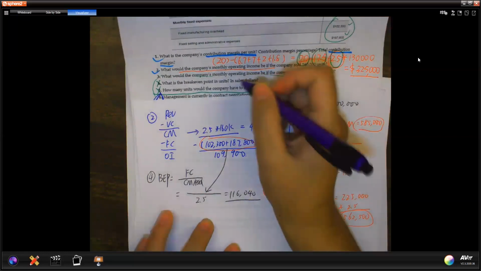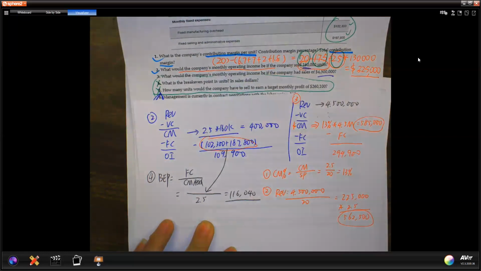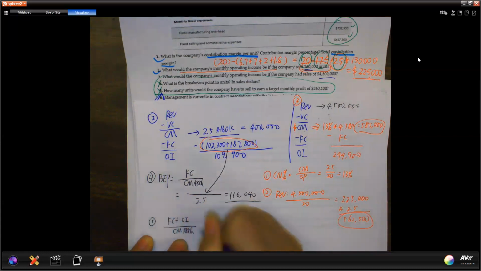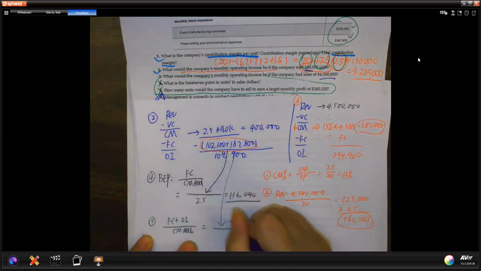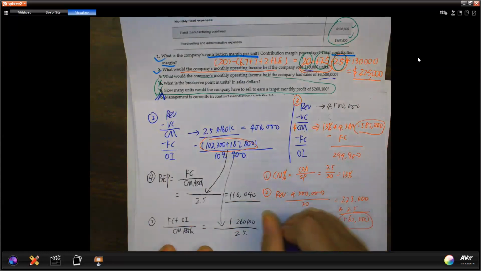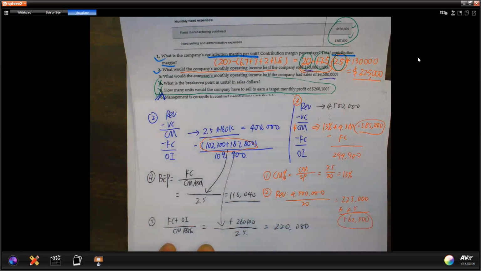And the next one, how many units would the company have to sell to get a target operating income of this? So that is also, we said, your fixed cost plus your operating income divided by contribution margin each. So it will be your fixed cost plus 260,100 divided by 2.5. That gives you that much units. Okay, sorry, I missed this one.